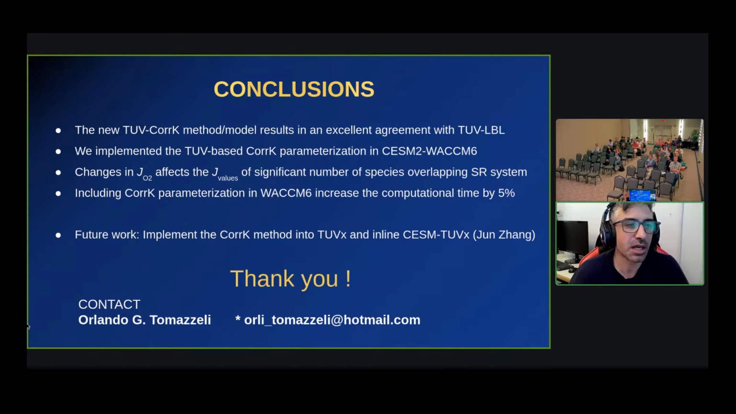Changes in JO2 affect the J values of a significant number of species overlapping the Schumann-Runge system, or that depend on the products of this photolysis. Including correlated-K parameterization in WACCM6 increases the computational time, but just 5%. Our future work is to implement the correlated-K method into TUVX and the inline system TUVX. Thank you.